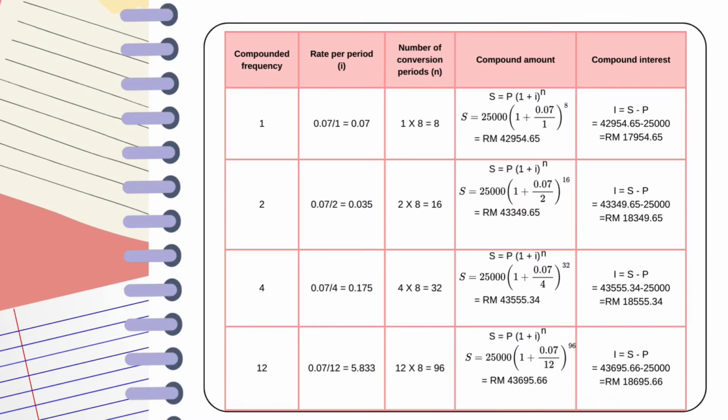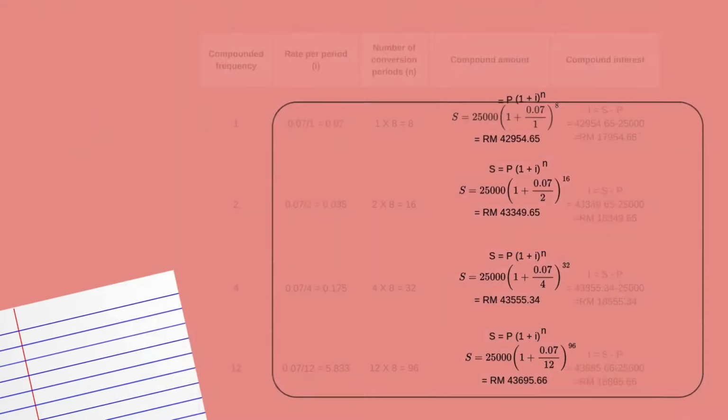For quarterly, capital I equals 43,555.34 minus 25,000. The final answer is 18,555 ringgit 34 cents. For monthly, capital I equals 43,695.66 minus 25,000. The final answer is 18,695 ringgit 66 cents.